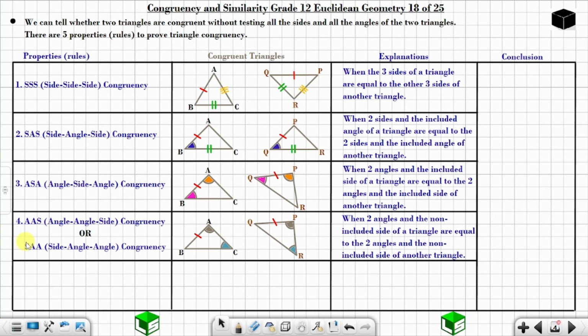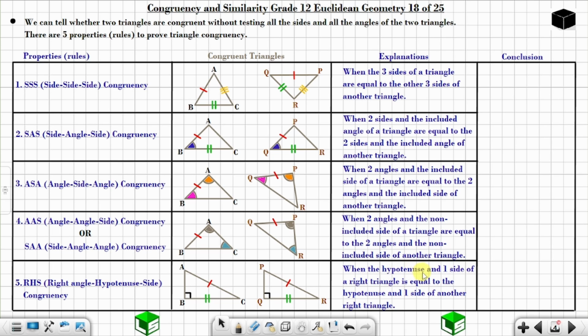Now, the fifth property, number 5, you have RHS. Okay, right angle, hypotenuse, and side congruence property. So you have something like this. So when the hypotenuse and one side of a right triangle are equal to the hypotenuse and one side of another right triangle, you can conclude that the two triangles are congruent.